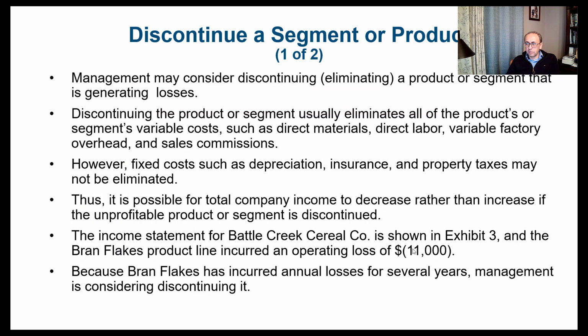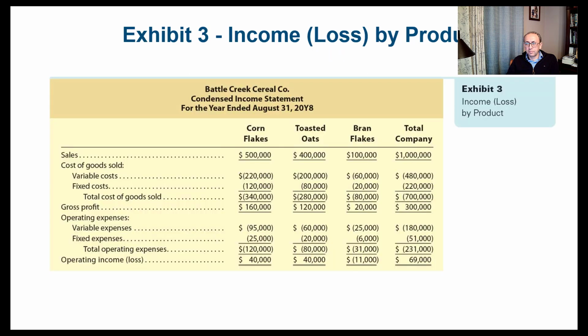So the income statement is showing that the bran flakes product line incurred an operating loss of $11,000. Because bran flakes has incurred annual losses for several years, management is considering discontinuing it. So the question is, should we discontinue it or not? Notice that there are fixed costs that's related to the cost of goods sold, and there's also fixed expenses and operating expenses. These two costs and expenses are not going to be eliminated if the company decided to discontinue the bran flakes.